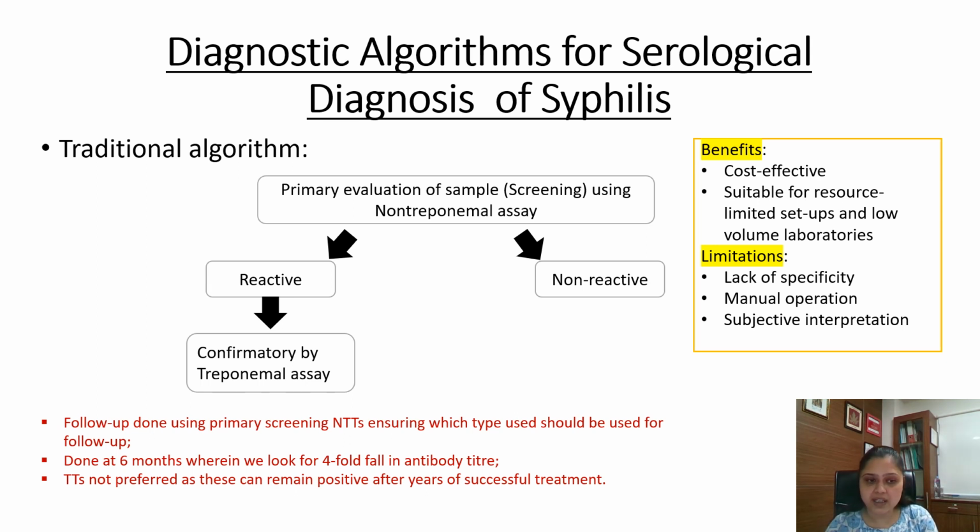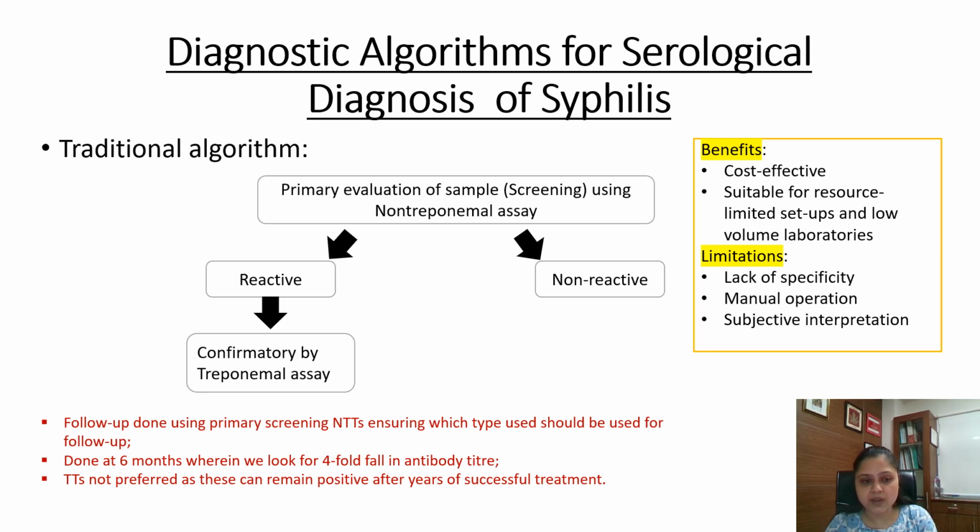So important to note that we are going to do the follow-up using this non-treponemal assay, which ensures, importantly, as I mentioned before, that the same non-treponemal test should be used for follow-up which we have used while making a diagnosis or while screening. It is being done at 6 months. This test is being repeated at 6 months, where we are going to look for a four-fold fall in the antibody titer for the follow-up, after providing the treatment to the diseased individual.